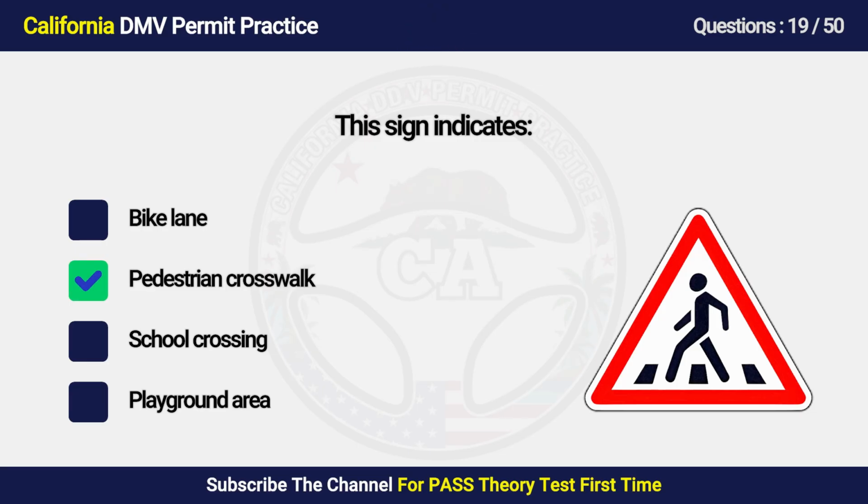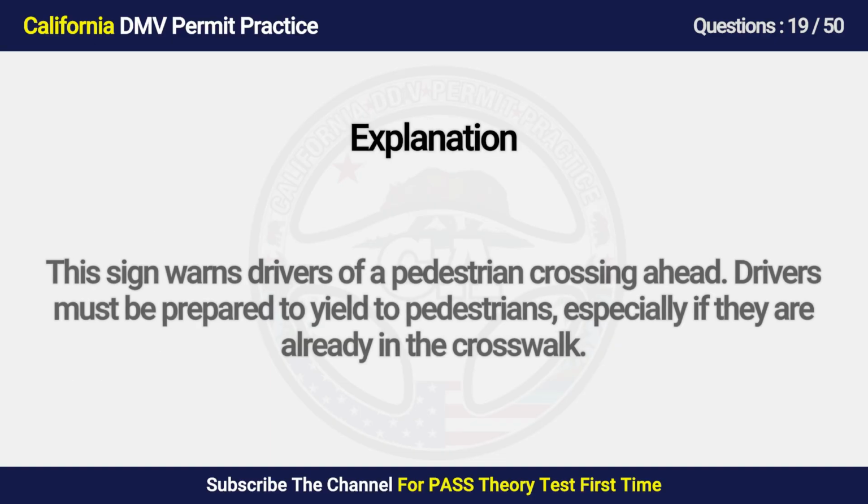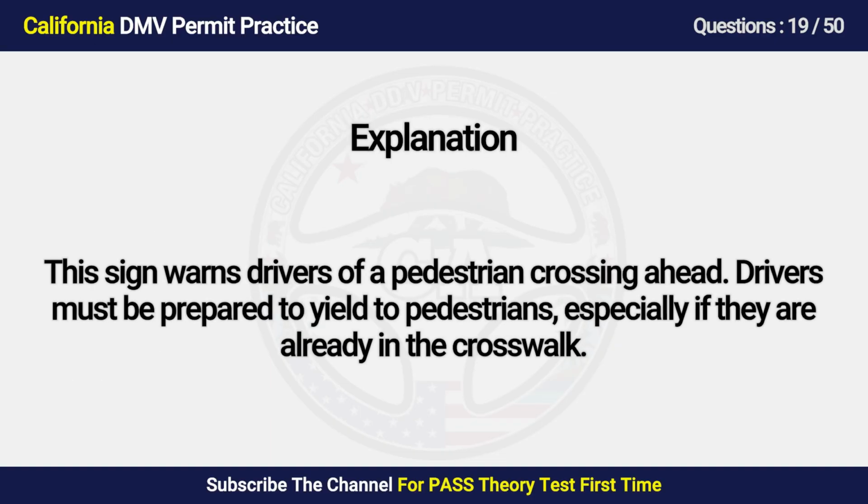Answer is B. Pedestrian crosswalk. This sign warns drivers of a pedestrian crossing ahead. Drivers must be prepared to yield to pedestrians, especially if they are already in the crosswalk.